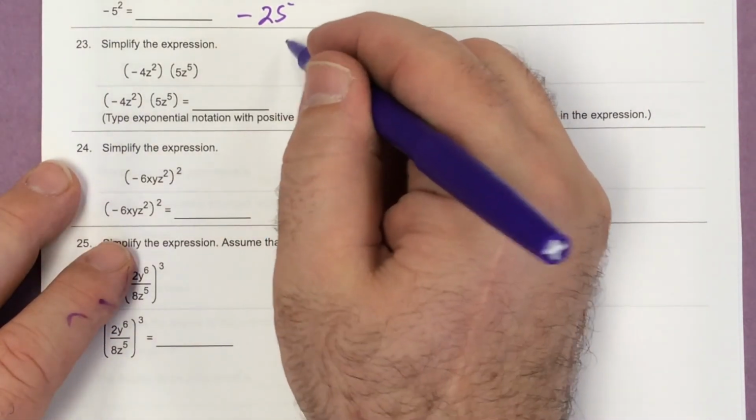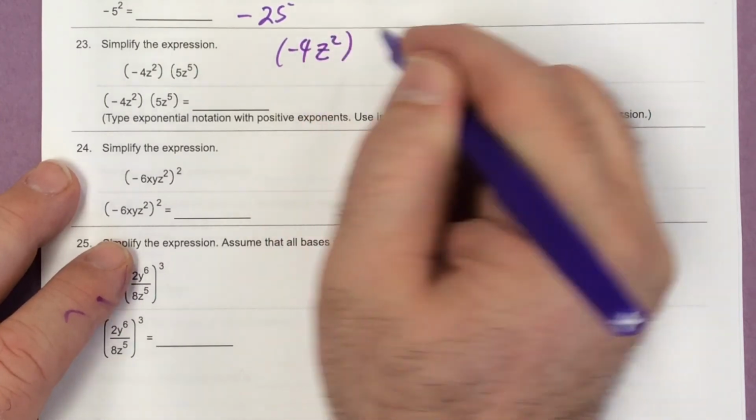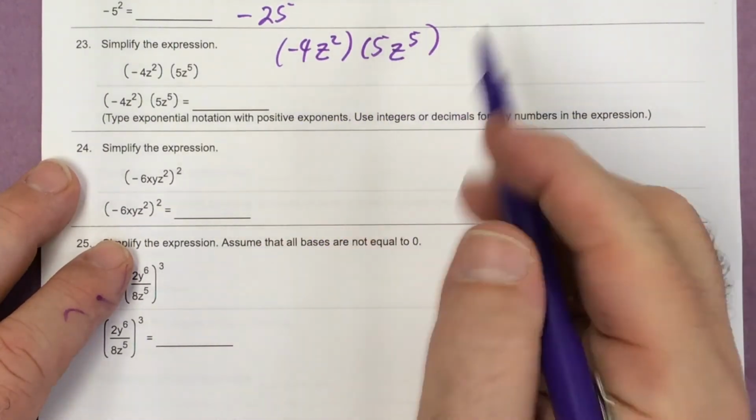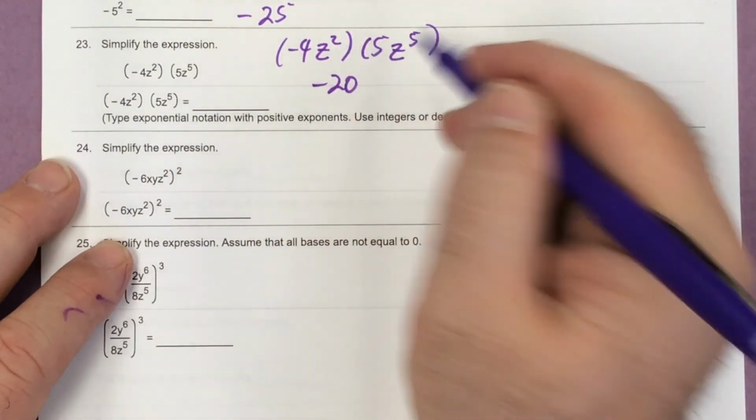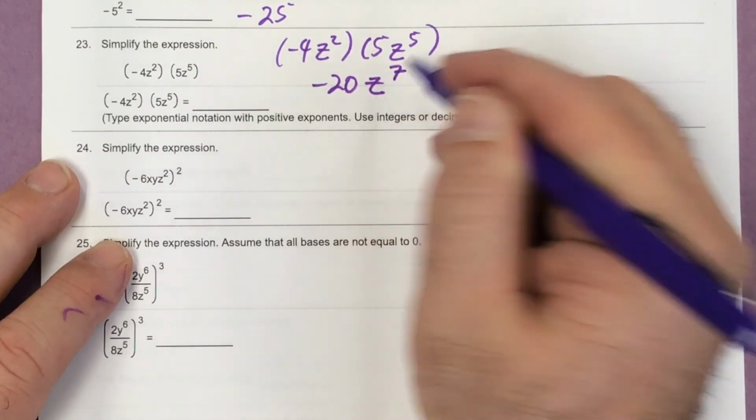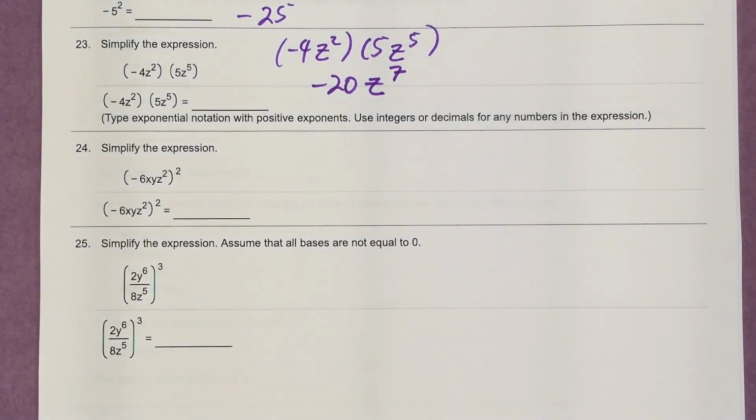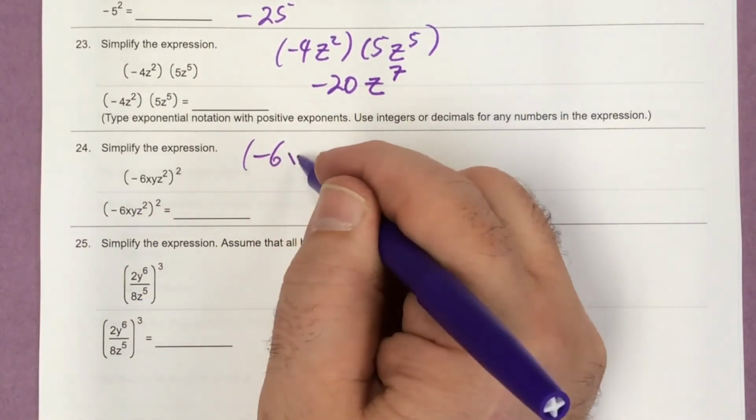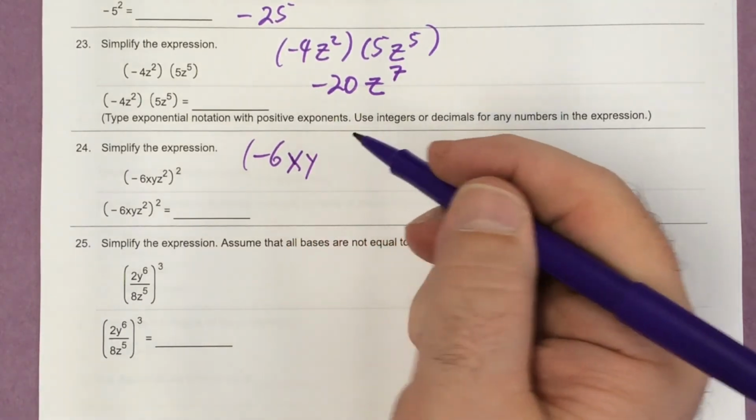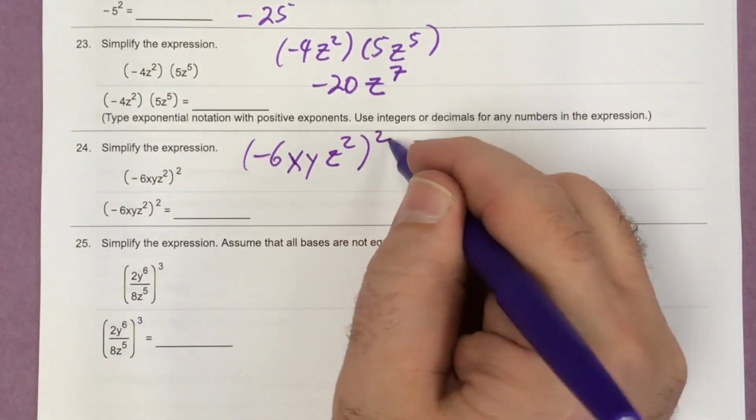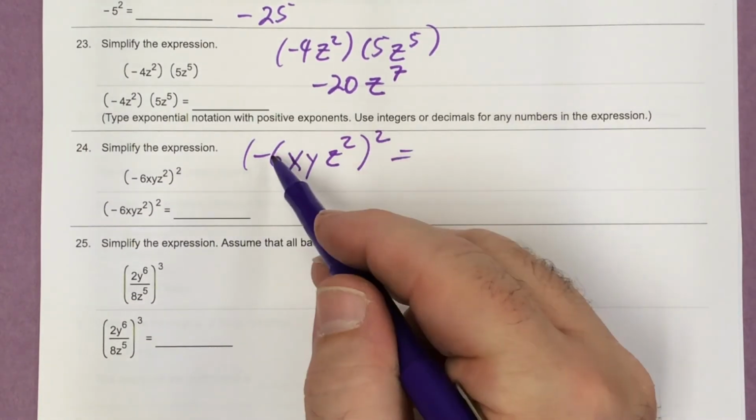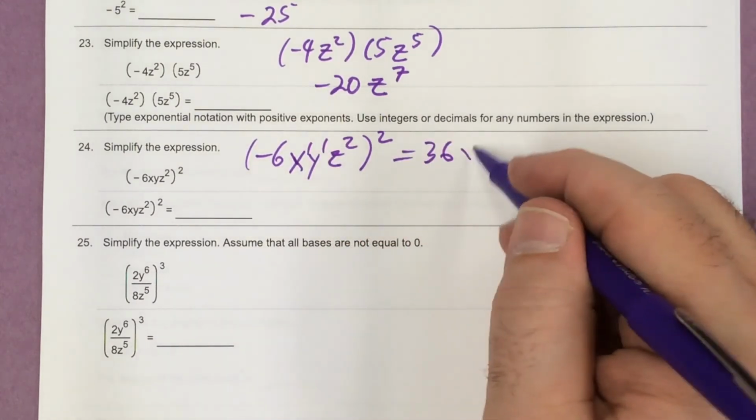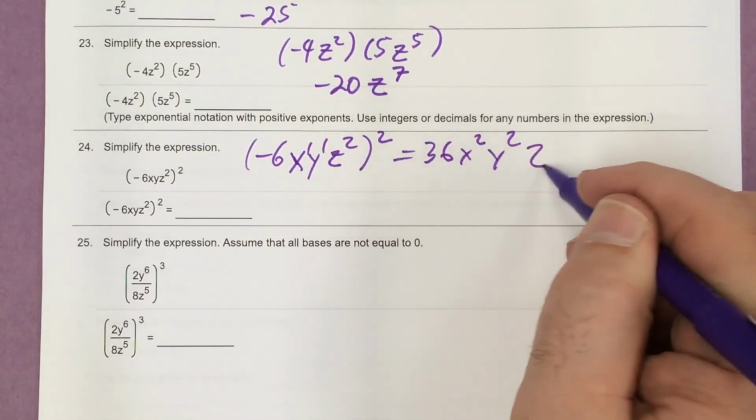In the next one, I have negative 4z squared times 5z to the 5th. 4 times 5 is going to give me negative 20. z to the 2nd times z to the 5th is going to be z to the 7th. In the next one, I'm going to go right for the solution. We have the quantity of negative 6xyz squared, all squared. Negative 6 squared, I squared the negative and the 6, that's going to be 36. The x and y are to the 1, so this is x squared, y squared, z to the 4th.